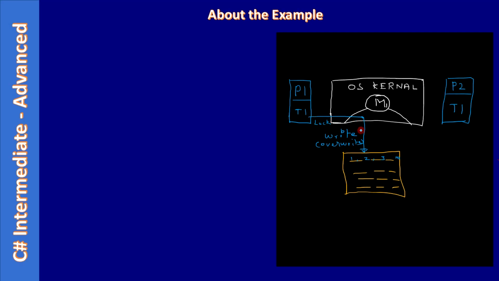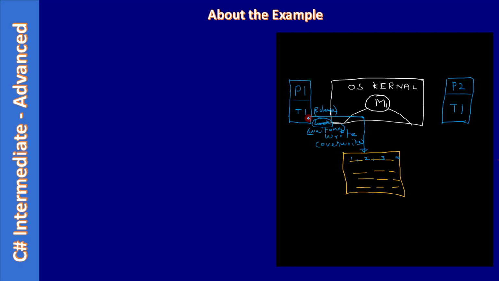So before writing this content, it performs the lock on the Mutex M1. Then after it is done with this write operation, it will perform unlock using the release method. Lock means it will use WaitOne here. So that's how we are going to do it.